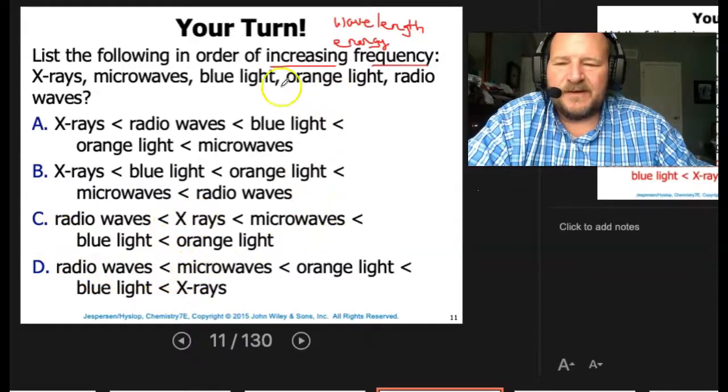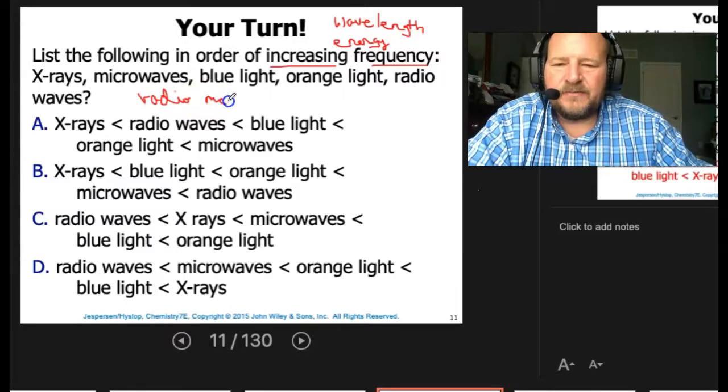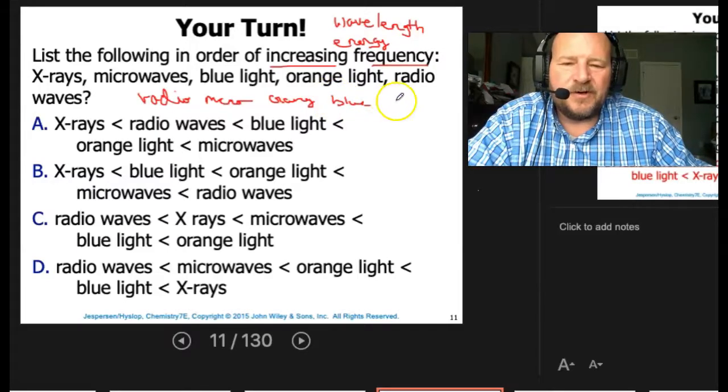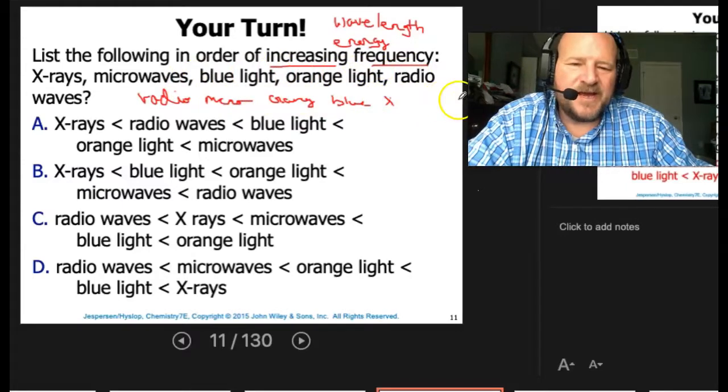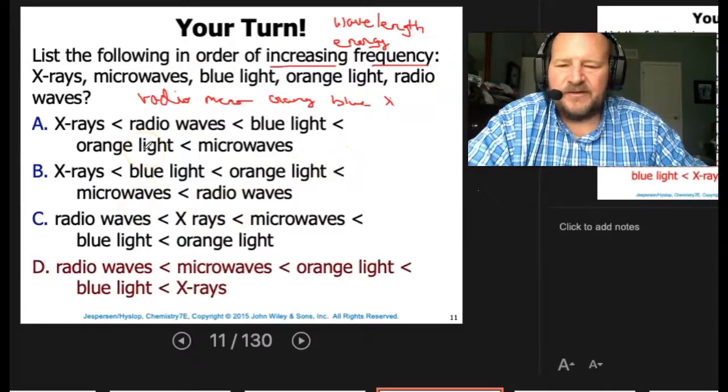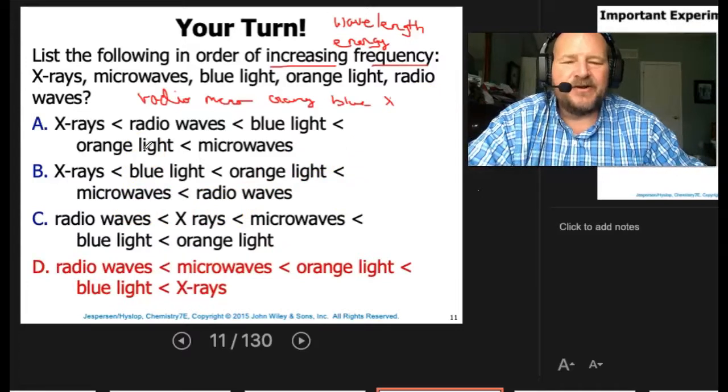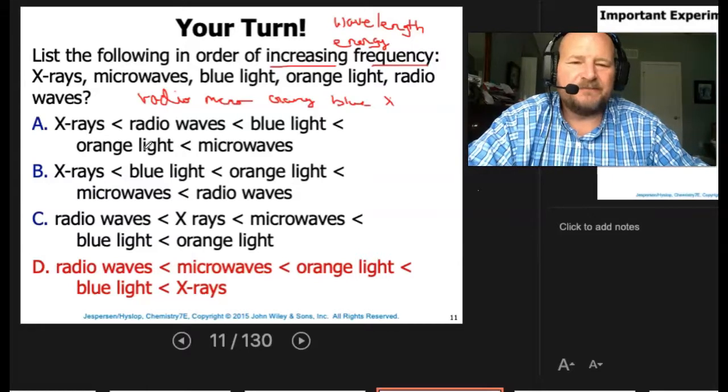And of course, if you think about the order, one direction or the other, remember we went radio, then next was micro, then it would be orange, then it would be blue, then it would be ultraviolet, but we don't have that one in this mix, then it would be X, and then it would be gamma. And so that means our answer then will be D. And again, you don't need to know the numbers for the cutoffs, but I do want you to know the order of which they come in.